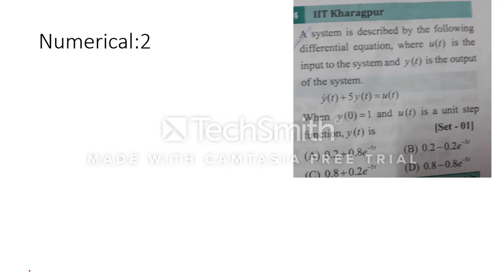Now next is, a system is described by the following differential equation where u(t) is a unit step function and y(t) is the output. The equation is given and we need to find y(t). So we know how to find the Laplace of a differential equation. Here differentiation is there, so we know that y'(t) can be written as sY(s) minus y(0), that is the initial value, it is already given, plus 5Y(s) is equal to the Laplace of u(t), which is 1 by s.